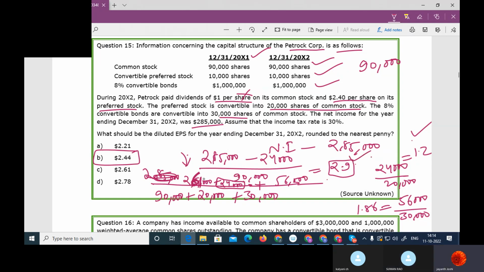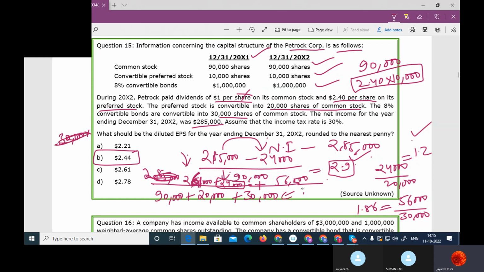So we took 2,61,000, and this convertible preferred stock has to be converted into equity. So the dividend per preference share would not be given to preference shareholders. That would rather be given to equity shareholders. How much is that? 24,000, correct? So I added 24,000 to the numerator. For bondholders, the bonds are convertible into 30,000 shares.